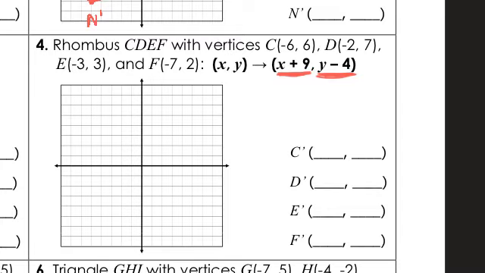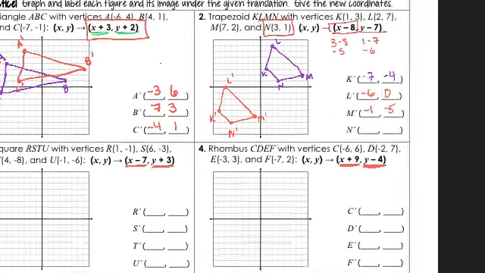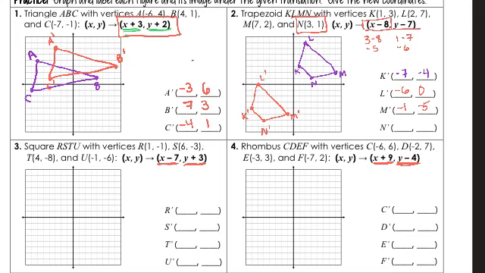Okay, so hopefully you can get the hang of this because this isn't going to change. Very predictable rules: anytime the X is negative, you're shifting left. Anytime it's positive, you're shifting right. Anytime the Y value is positive, you're shifting up. And when the Y value is negative, you're going to shift down.